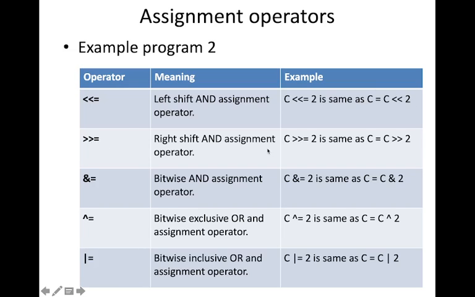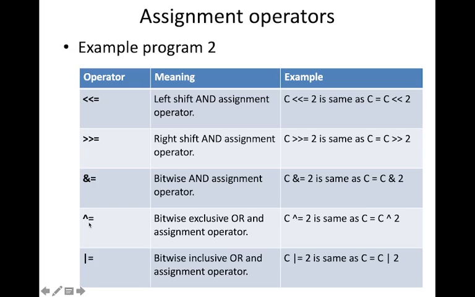and that value will be assigned to C. Similarly, there is right shift. So if we say something like this, it means shift C by 2 bits to the right and the result will be assigned to C. Similarly, we have already seen the bitwise and operator. There is a bitwise and assignment operator. So if we say C ampersand equal to 2, it means C bitwise and 2 will be done. So please refer to what the bitwise and operator does. So that value will be assigned to C here.